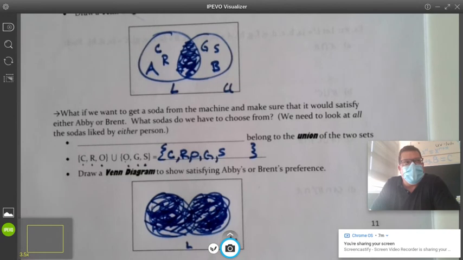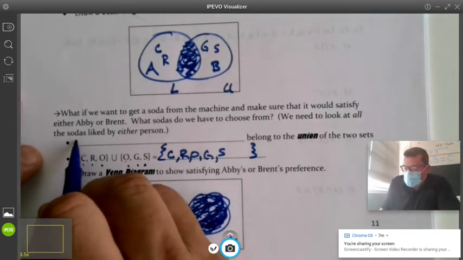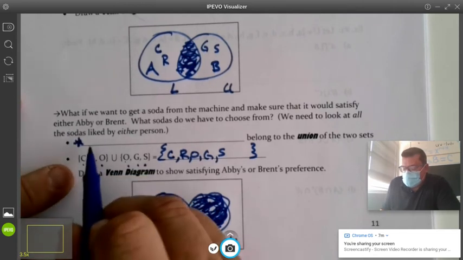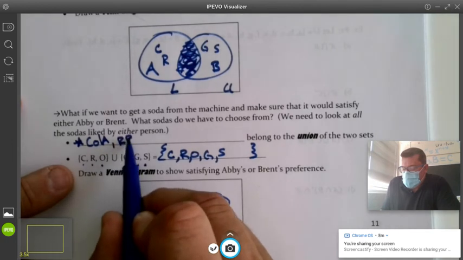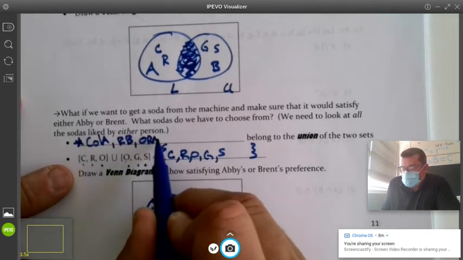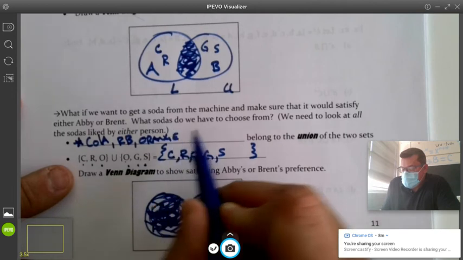Does anybody have any questions? I do. What they want to put on this line, they wanted just to list them all out. Root beer, orange, grape.